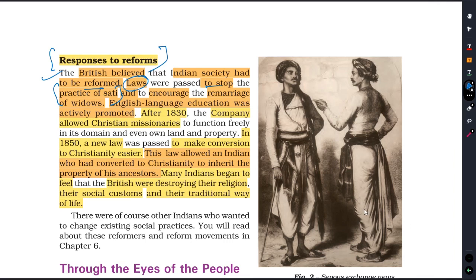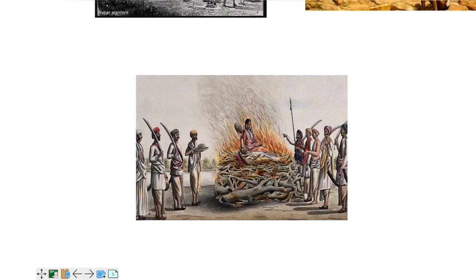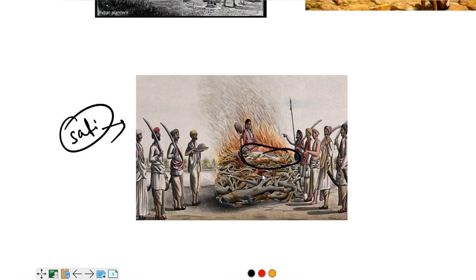If a husband dies, his widow wife has to jump into fire. In this picture you can see the practice of the sati system. The sati system was there earlier. If a man dies, his wife has to sit on the pile of fire and she was burnt alive. This was the sati system. They banned this system.